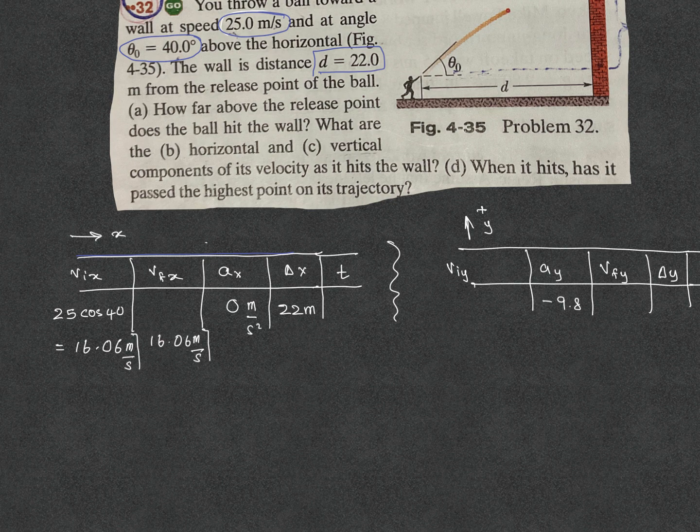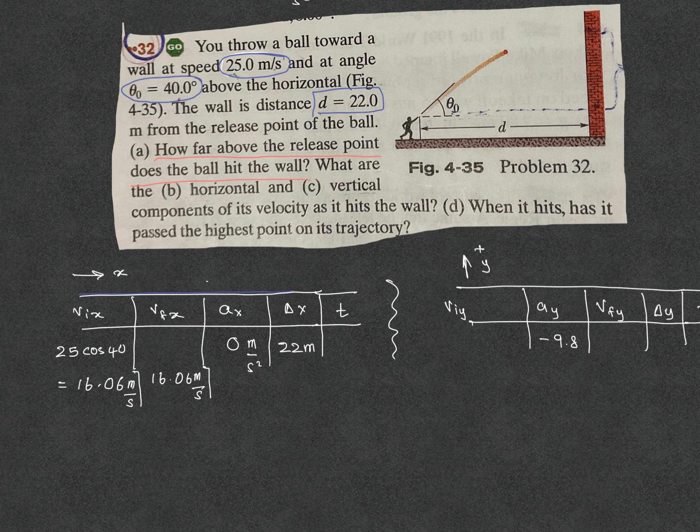Now the first part of the question asks us: how far above the release point does the ball hit the wall? So if you go down a little bit, basically if the trajectory goes along that, then this is what we are looking for.